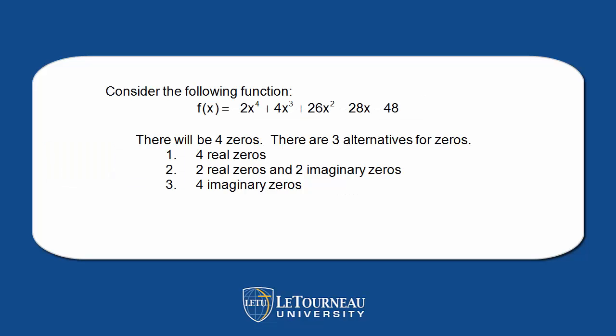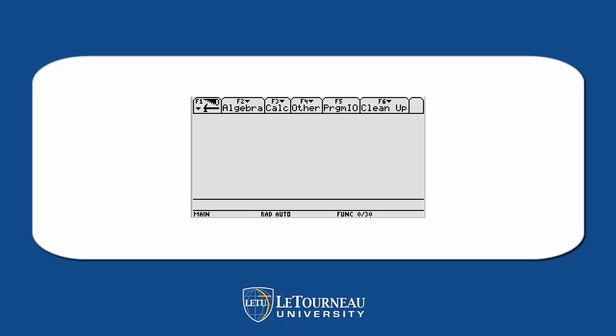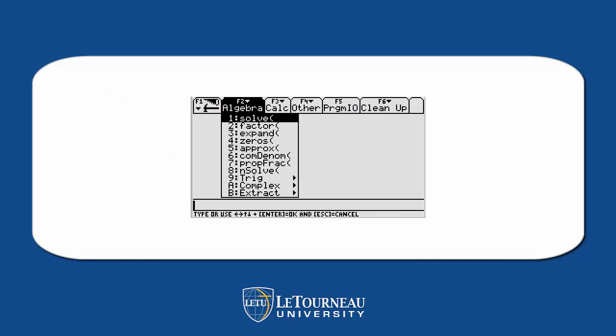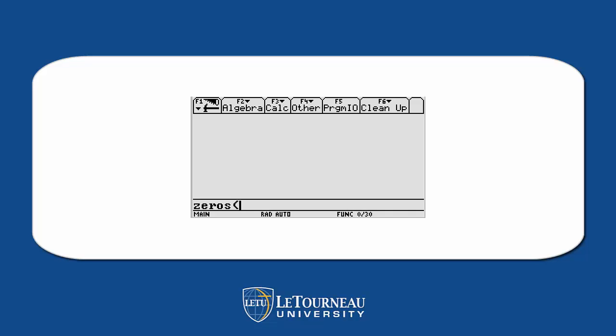Now, consider this 4th order function. There will be 4 zeros. There are 3 alternatives: 4 real, 2 real zeros and 2 imaginary, and 4 imaginary. We're not going to work with the imaginary ones right now. Let's hope this one has 4 real zeros. So again, go to the calculator and ask it to find the zeros first. First of all, we have to get it keyed in.